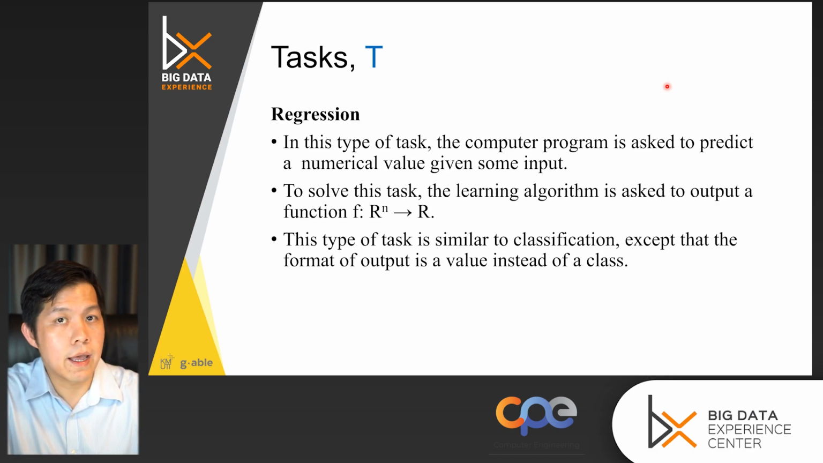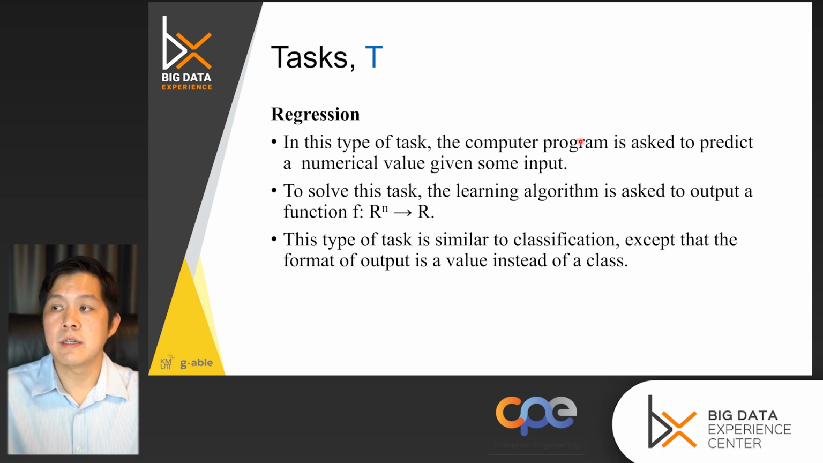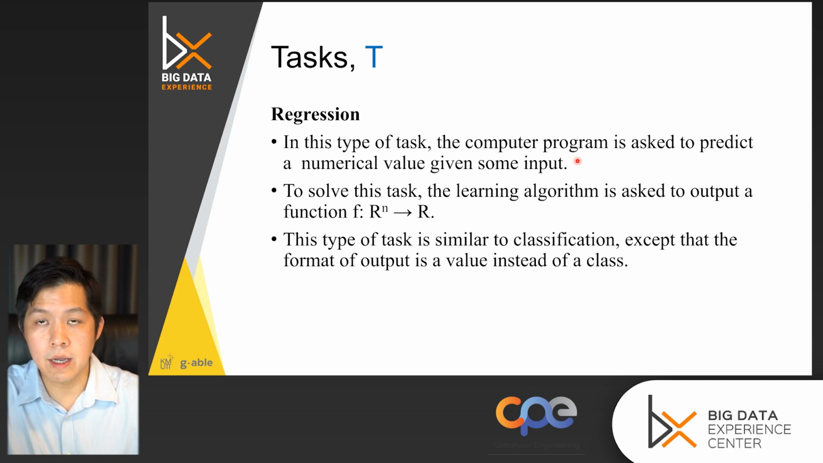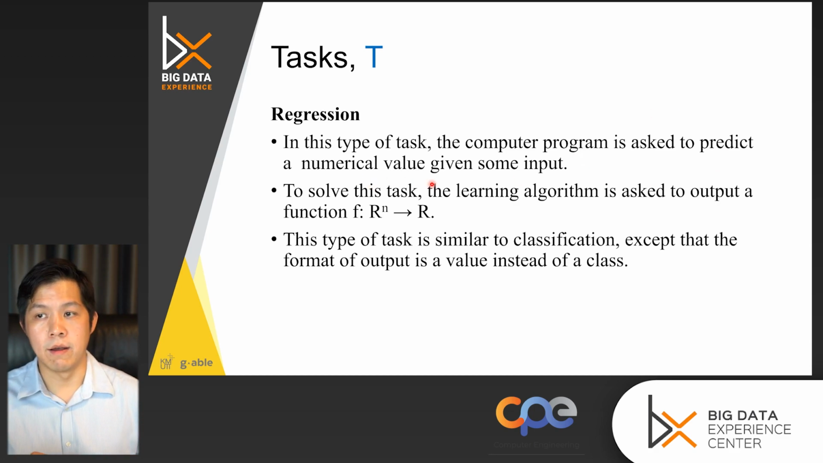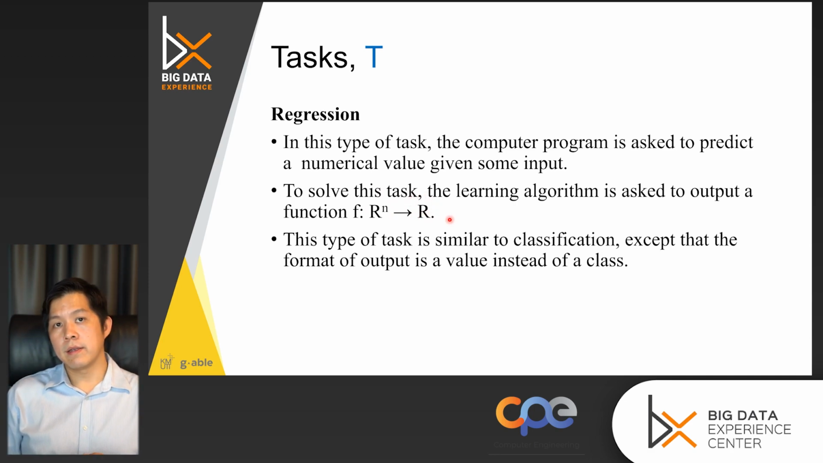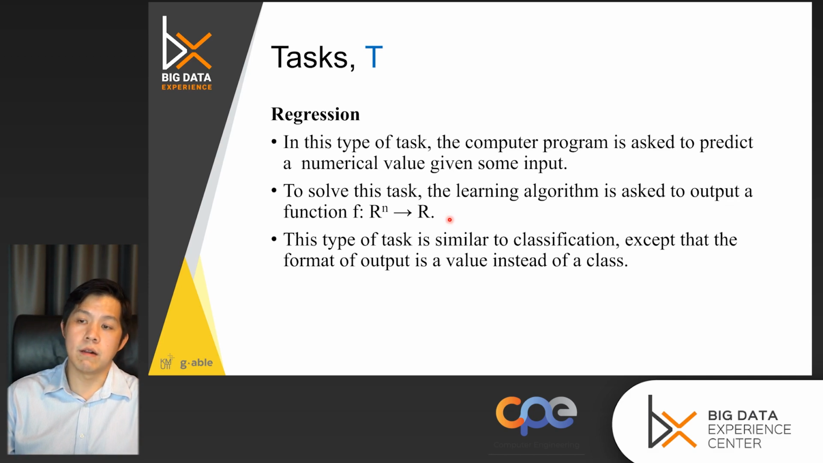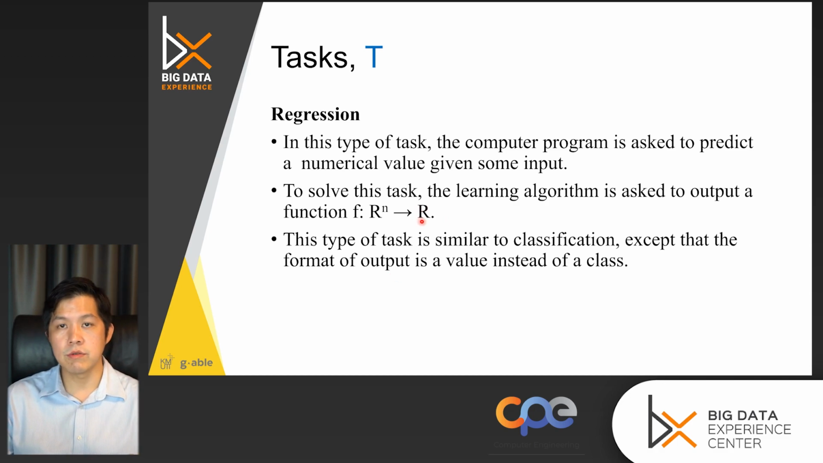Now let's take a look at different tasks in machine learning, like regression. In regression, the computer program has to again receive certain input and predict numerical values, right? We can represent it as a mapping from R^n to R, just one value. So in a way, regression is quite similar to classification. The difference is that the format of the output is different, from the class to the value.